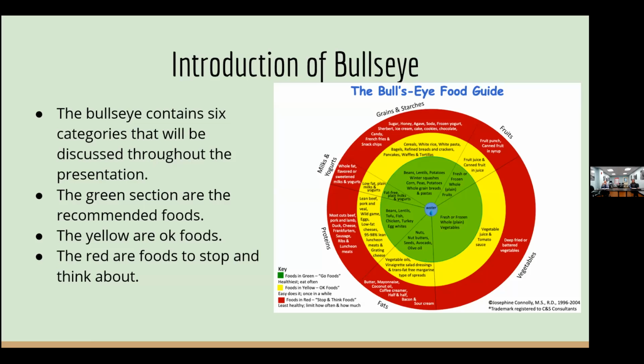Now, when you're talking about your bullseye, you look at the green section in the center, it's just like a traffic light. Green means go, thumbs up, go for it. The yellow section is kind of a little bit of caution, you know, okay. And then the red section, we call it the stop and think. Now, this is like, okay, do I need the deep fried battered vegetables? Maybe not. So this is the food guide, you're going to see the bullseye throughout the presentation, and we will touch on it as we go.